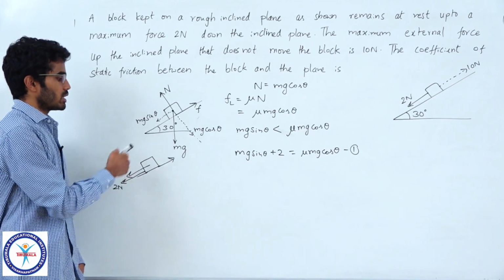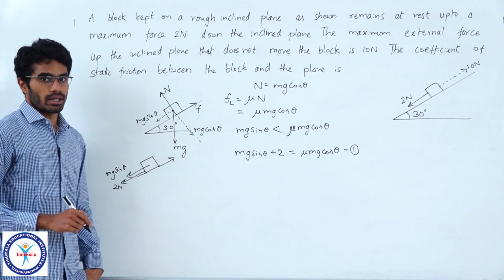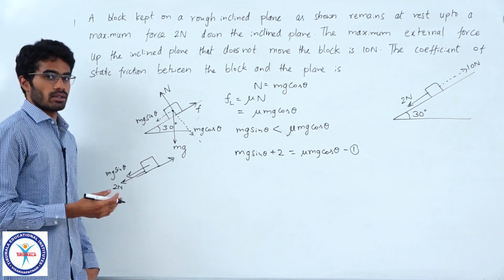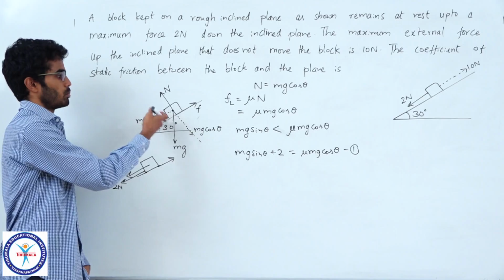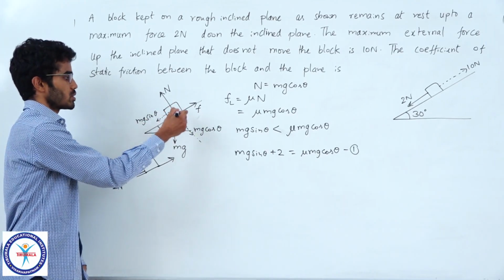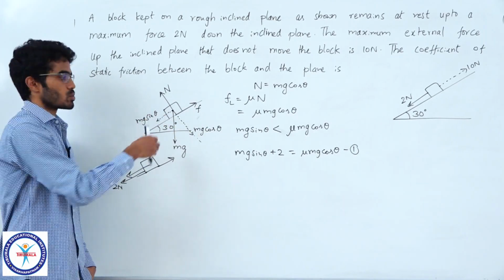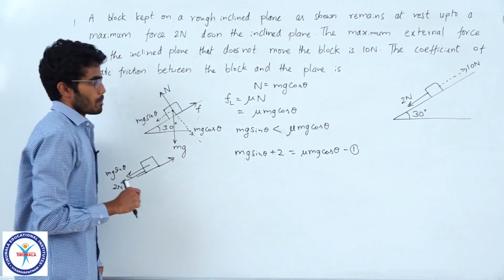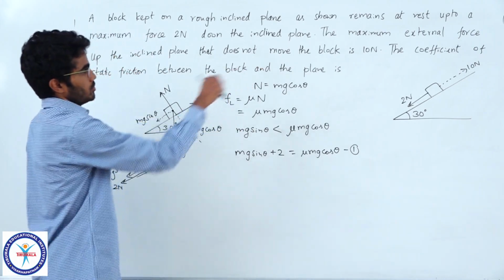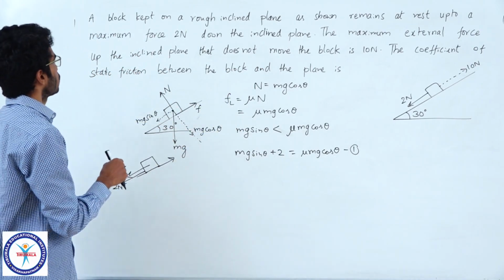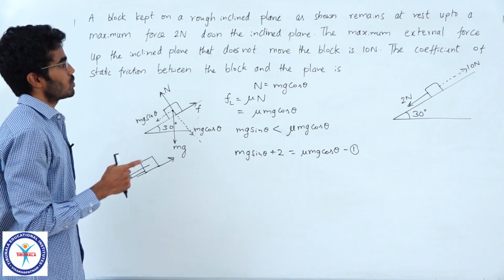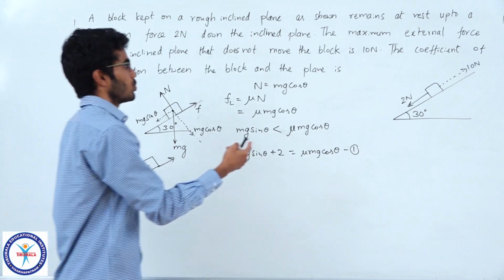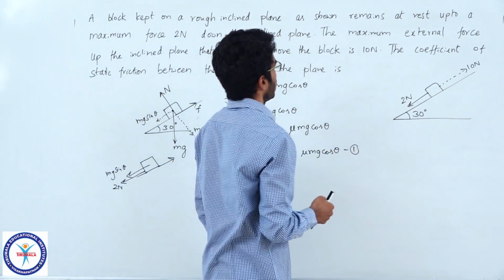The friction developing in this case will be upward in direction, up the plane. Why? Because it is trying to oppose the motion the block may get. The block wants to slide downwards, so the friction develops in such a way that it opposes that upwards. Now, another part: the maximum external force up the inclined plane that does not move the block is 10 newtons. Now, there is a force 10 newtons being applied here.